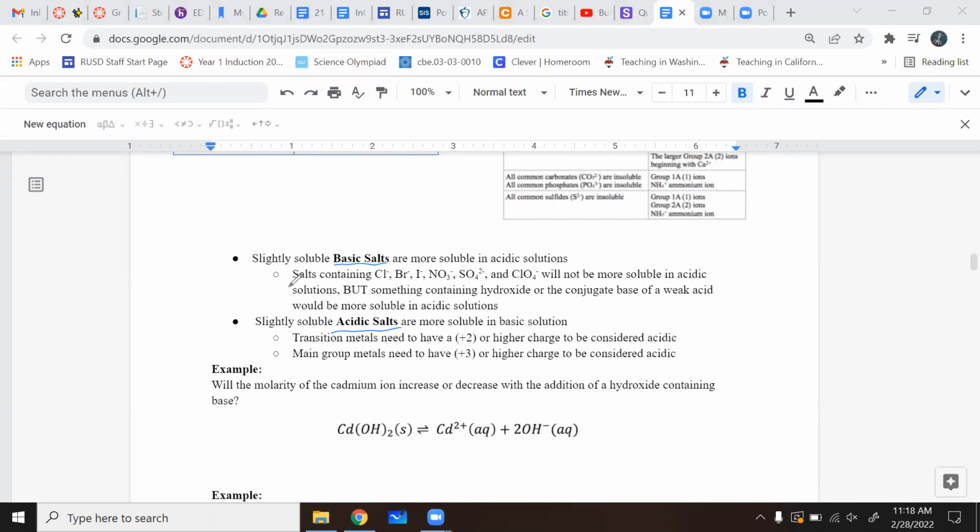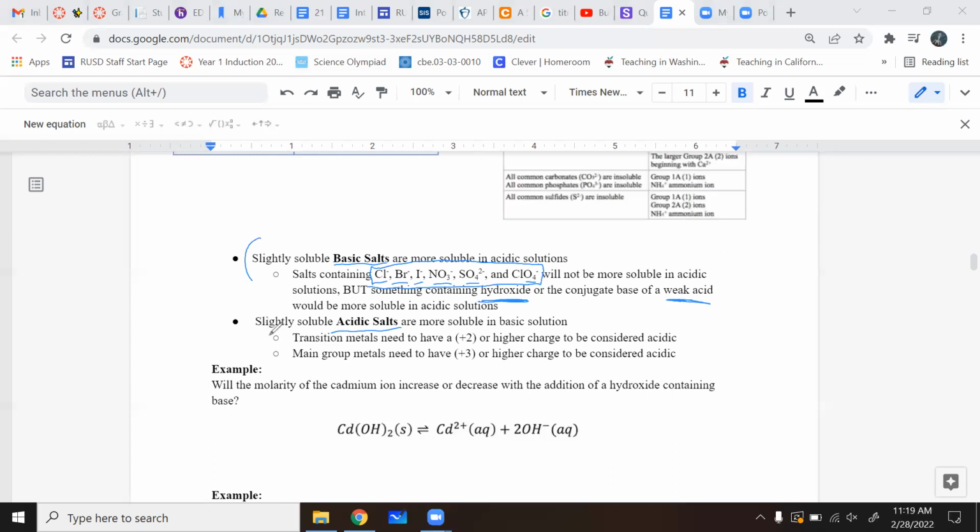So there's a couple of things to know for that. If you have a salt containing the chloride ion, bromide ion, iodide ion, nitrate, sulfate, or chlorate, those are going to be excluded from this slightly soluble basic salt rule. So they are not going to be more soluble in acidic solutions, but something containing hydroxide or the conjugate base of a weak acid would be more soluble in an acidic solution. So basically, unless that salt contains an anion that comes from a strong acid, it's probably going to be a basic salt.